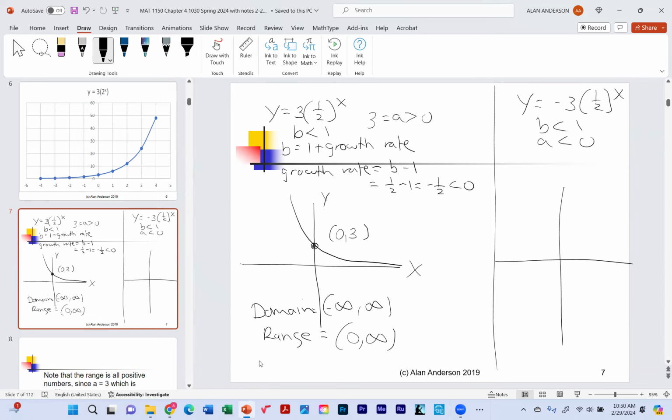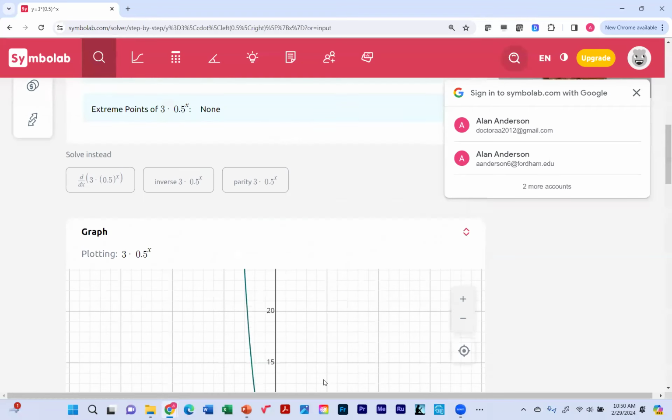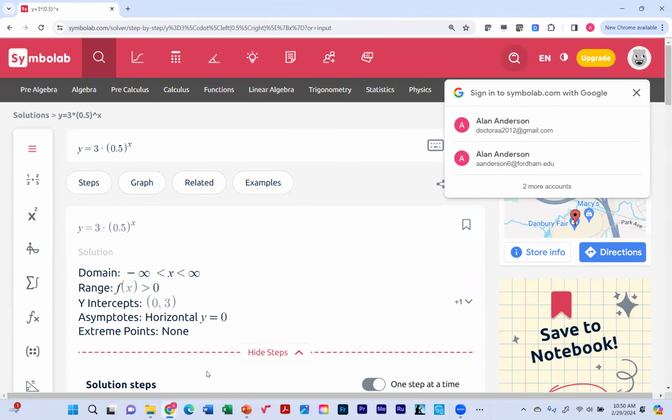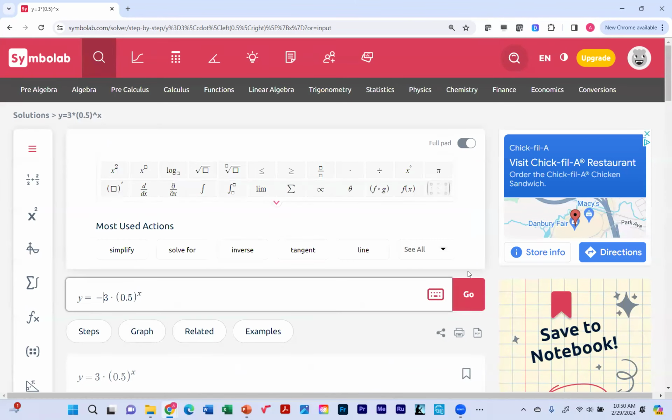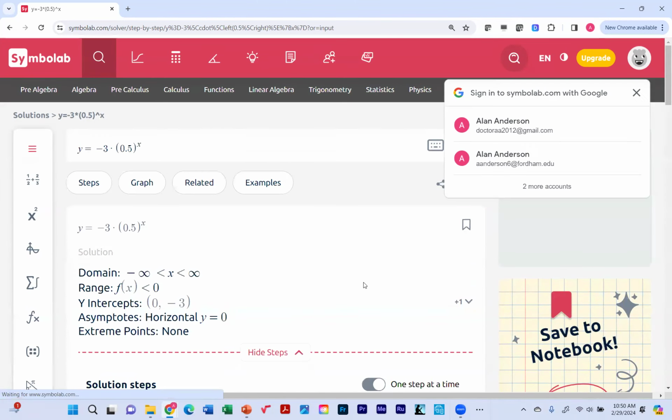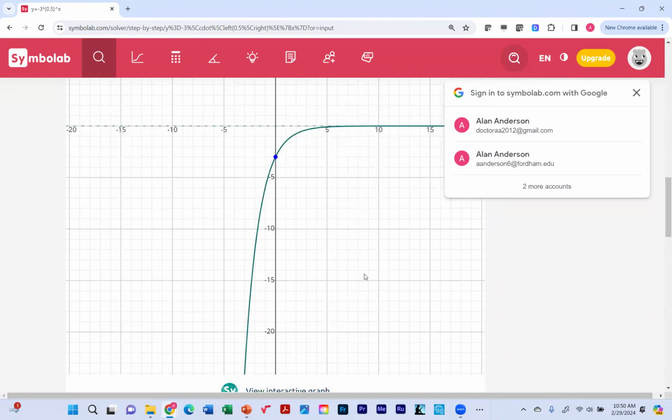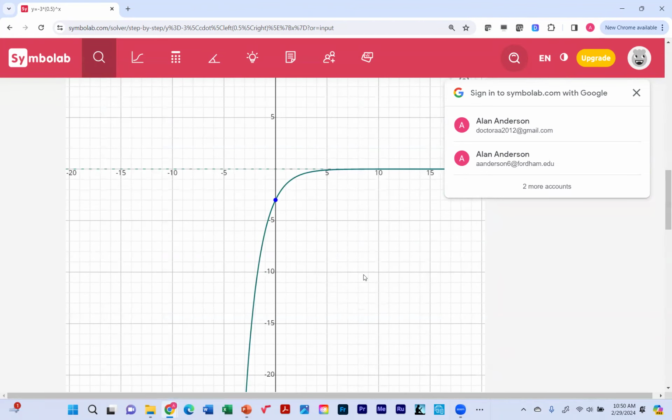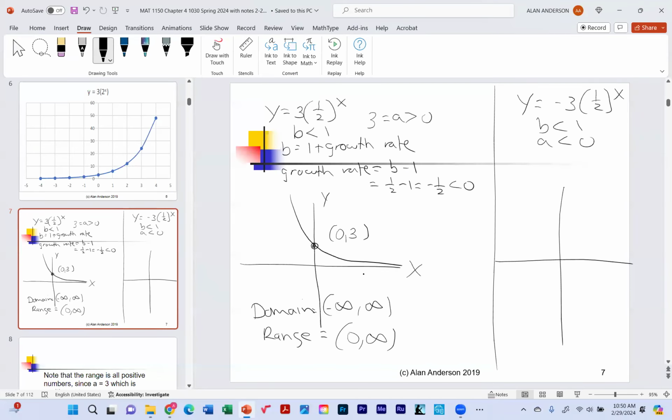Okay, let's try this. I'm going to switch the sign to negative. Now, you know from before, it'll probably be a mirror image of what we just did. And yes, it is. As a matter of fact, if you look at it, it's going up. In other words, it's becoming less negative as we increase x.